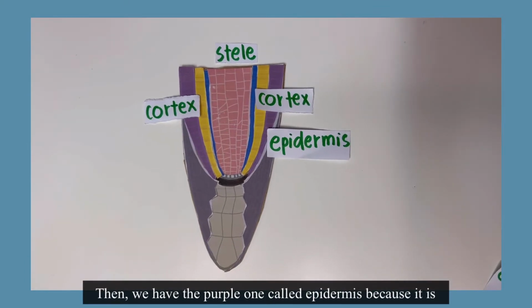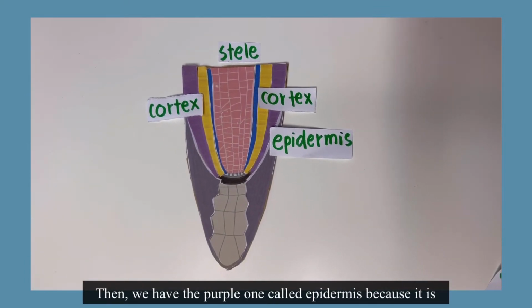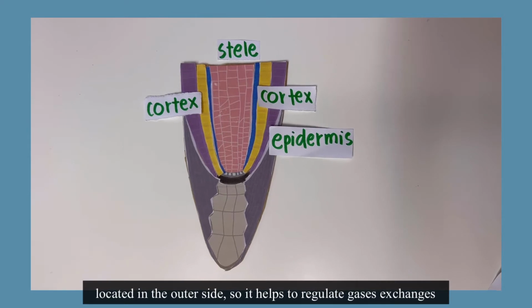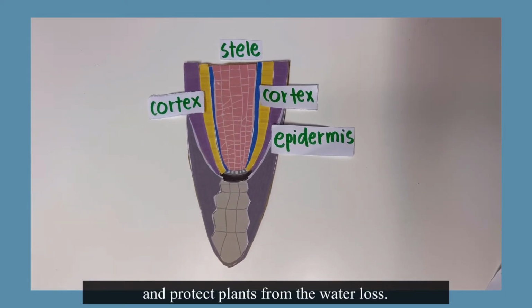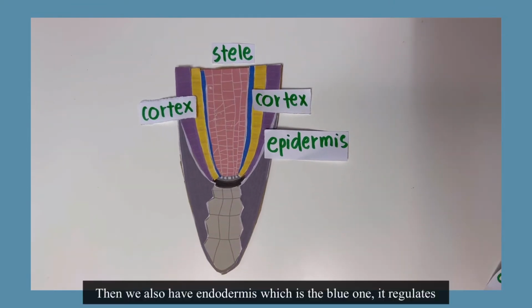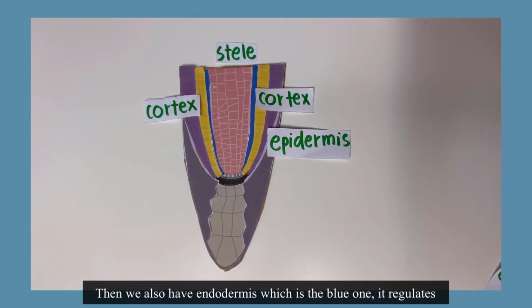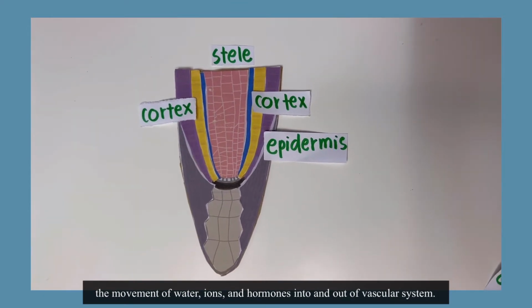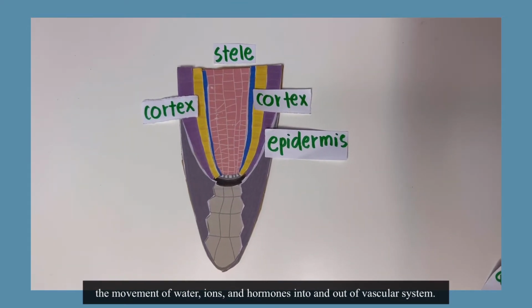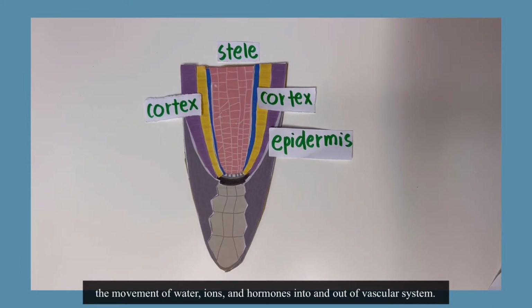And then we have the purple one called epidermis, because it is located in the outer side, so it helps to regulate gas exchange and protect the plant from water loss. And then we also have endodermis, which is the blue one. It regulates the movement of water, ion and hormone into and out of the vascular system.